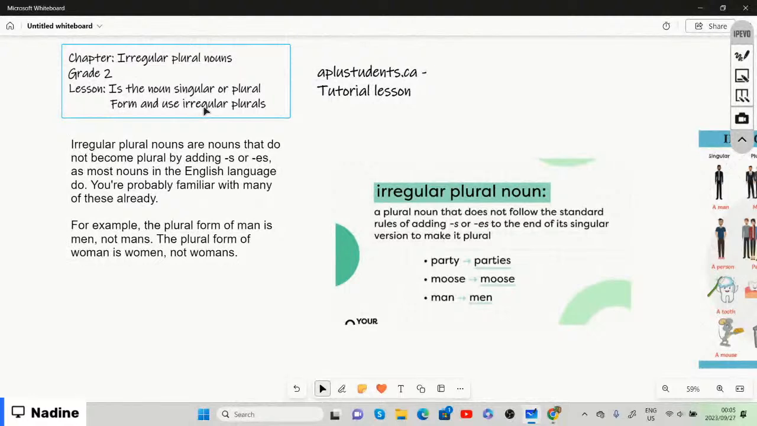And we are doing our lesson on aplusstudents.ca. So we should be logged into aplusstudents.ca.